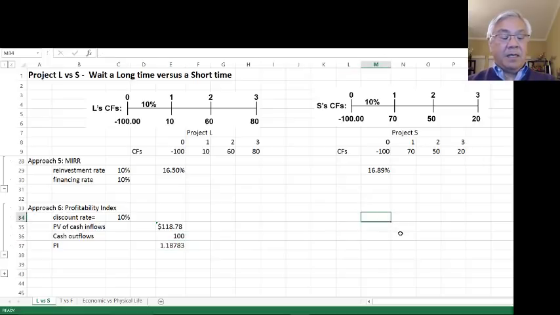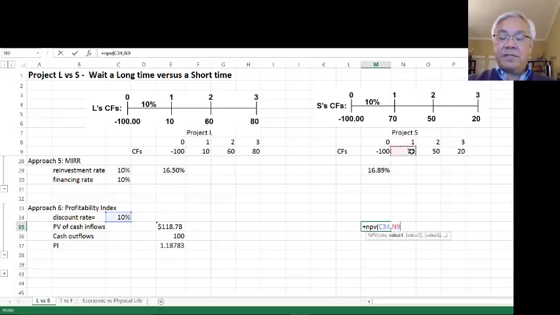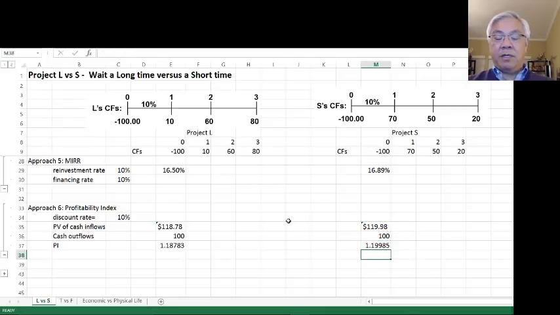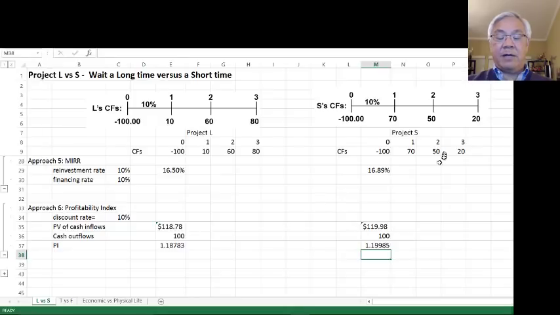that we just saw. If we do the same for project S, equals NPV, open parens, discount rate, comma, the cash flows from T1 to 3, close parens, the initial outlay, it's $100, profitability index is 119 divided by 100, that's just 1.1998, which again is what we saw here, right? So that's how we derive it. It's quite simple. One NPV calculation, the denominator is the present value of the outflow, and we get the index.